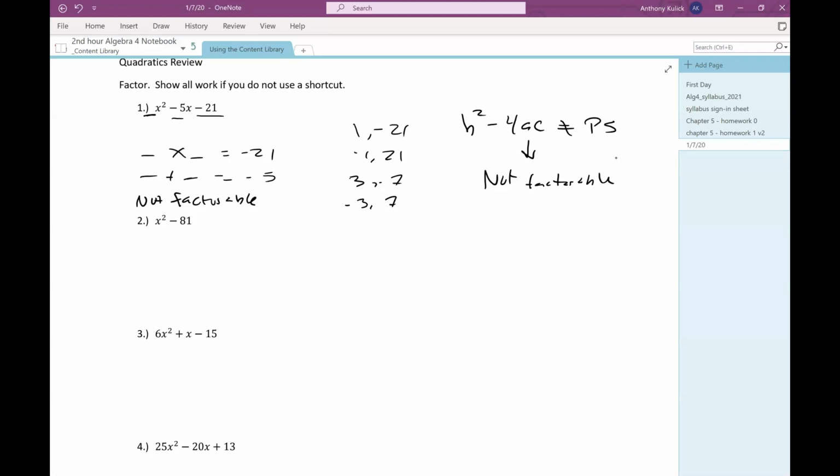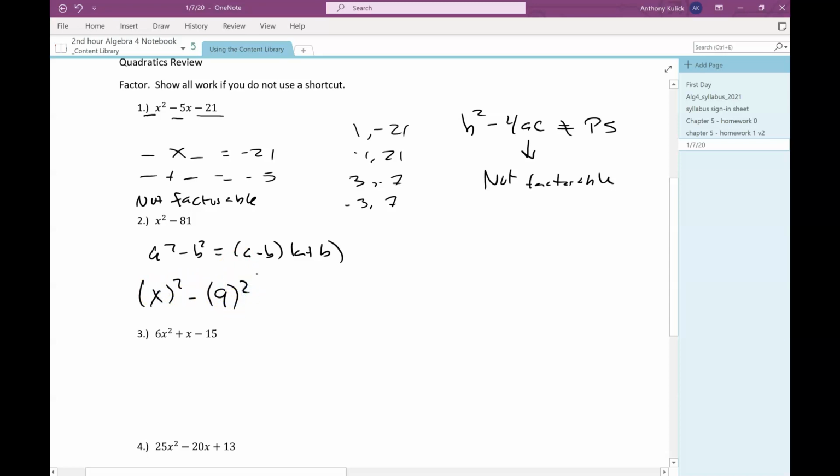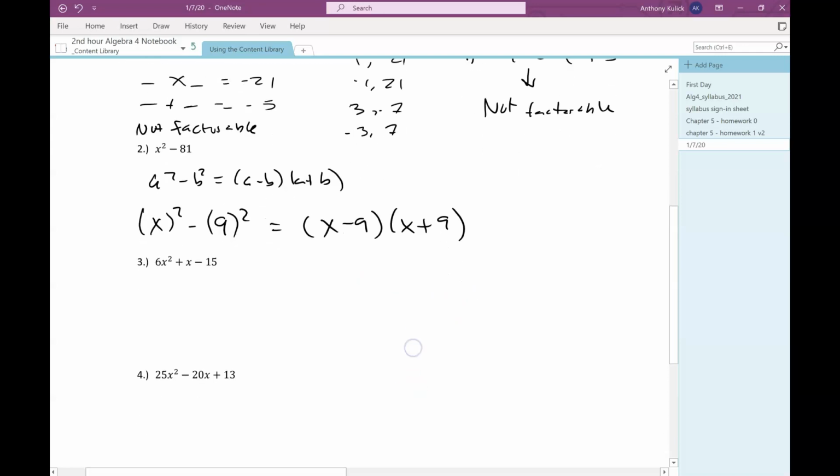Number 2 is just 2 terms. If it's a 2-term thing where that's still quadratic, maybe it's a difference of 2 squares. So the difference of 2 squares factoring pattern was this. I can rewrite x squared as something squared. X squared is just x squared. And 81 I can write as something squared. That would be 9 squared. So I can use that difference of 2 squares factoring pattern to write this as x minus 9 times x plus 9.